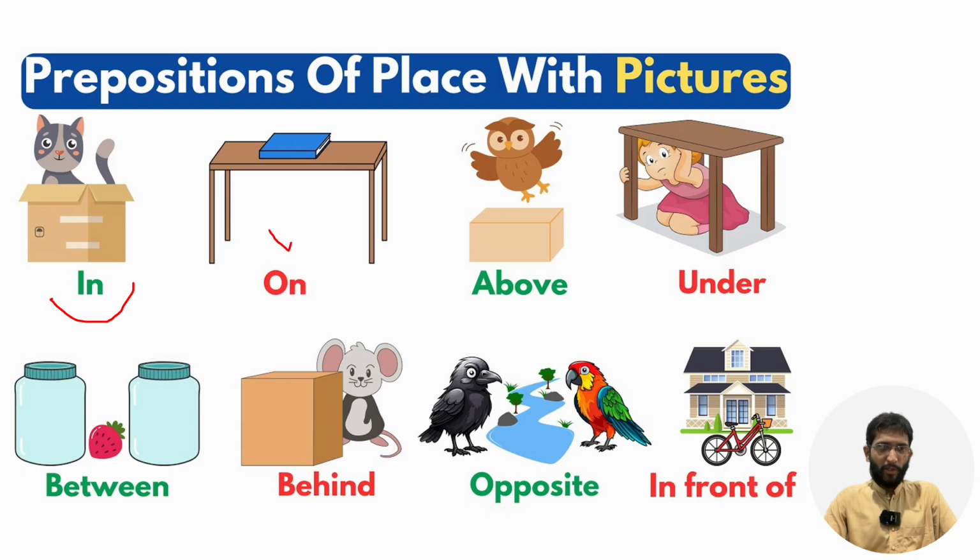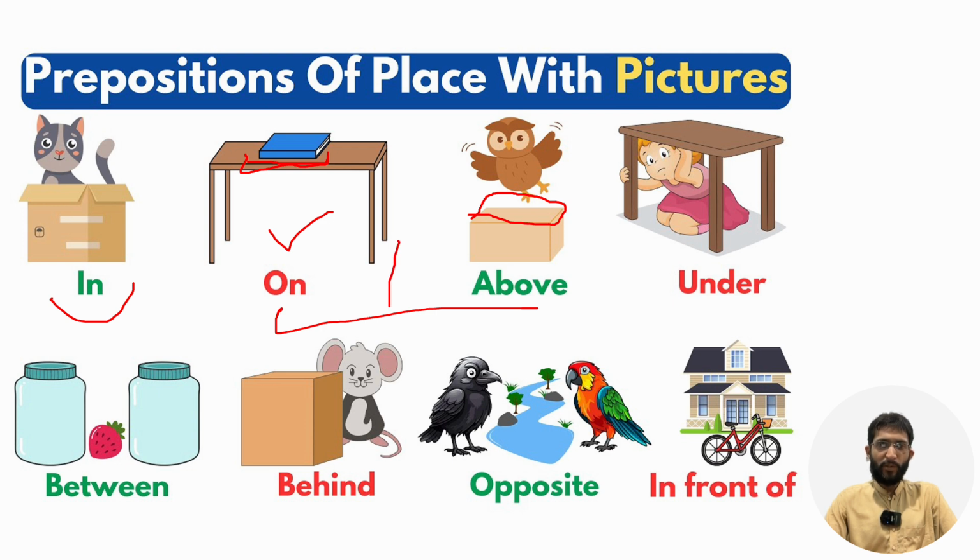Look at the second picture. On means on something. For example, the book is on the table. Right now it is touching the table, and you can say it is on the table. And you see here, the bird is not touching the box. That is above, a bit high, above the box. So here is the difference between on and above.